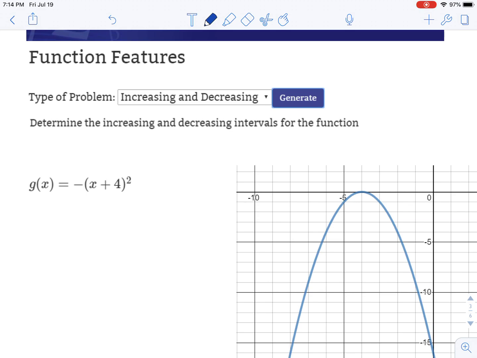This is going to be a quadratic, which you can see over here, the upside down u. The negative, of course, makes it upside down. You'll see here the point right there is at negative 4, 0. That's pretty important to know what that point is.